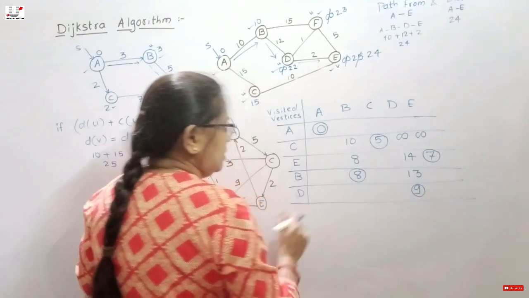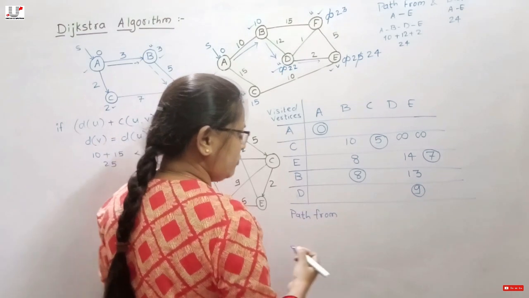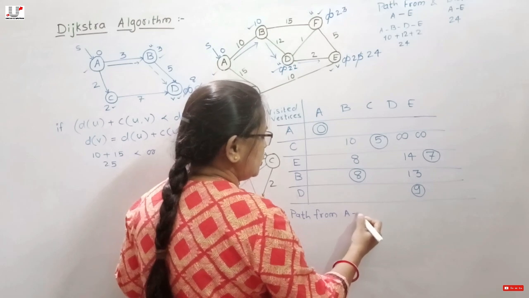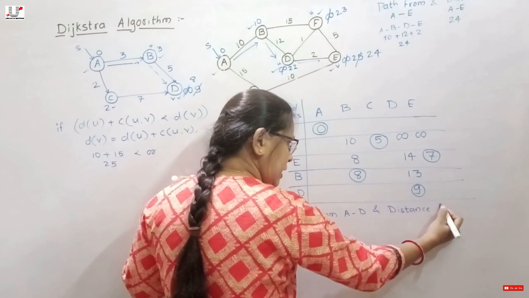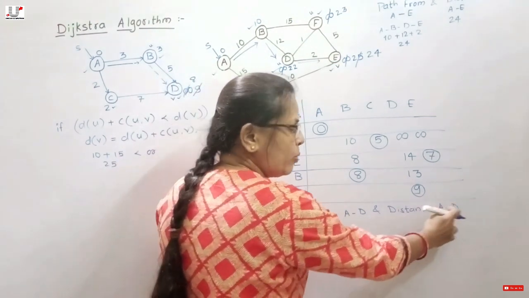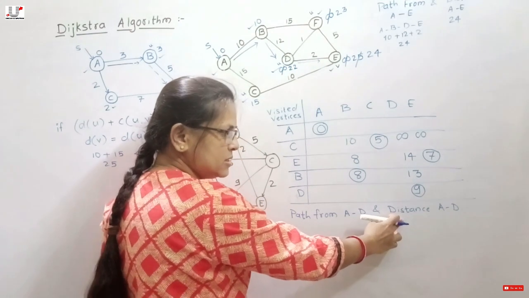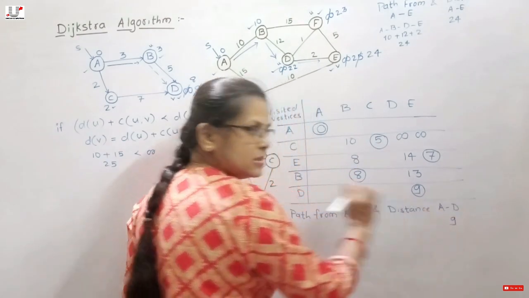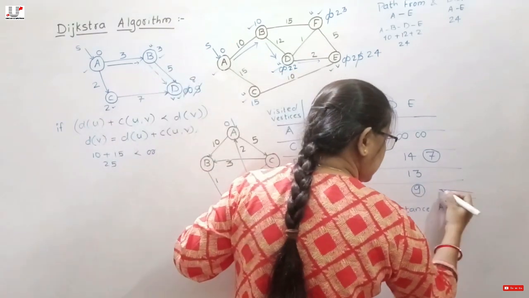So, we have to find out the path and distance from A to D. From this given chart, we can easily say the distance from A to D is 9, and the path is from A to D.